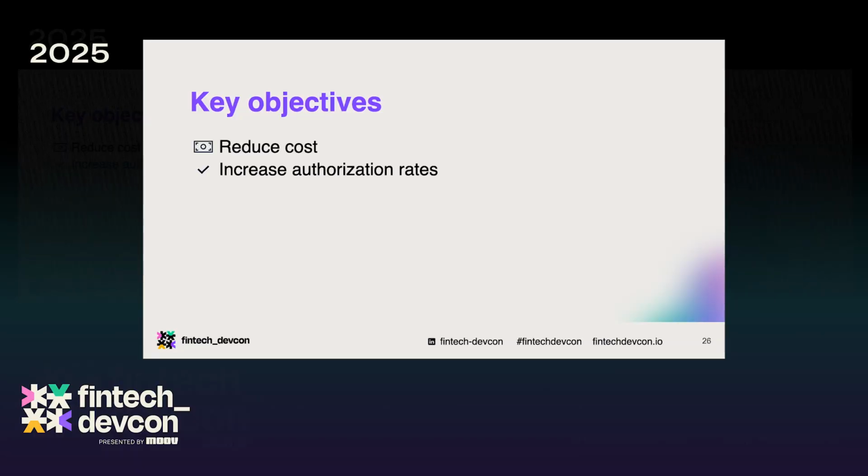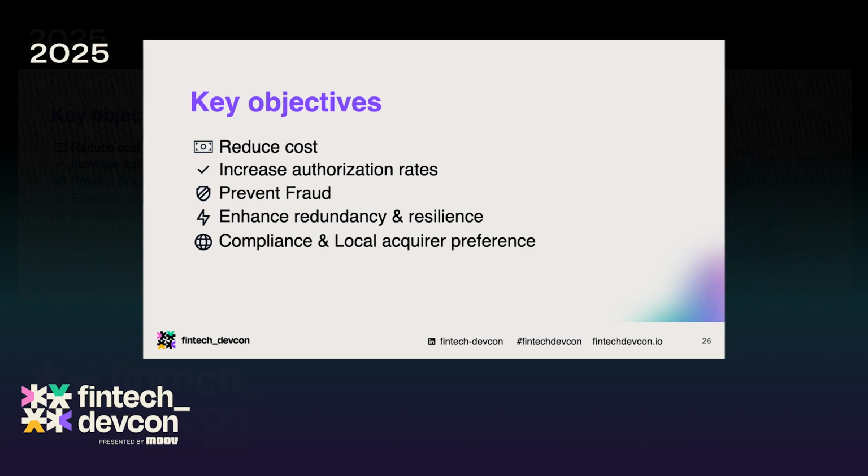So with that, I want to establish the key objectives for payment routing optimization. We want to reduce cost, increase authorization rates, prevent fraud as much as possible, enhance redundancy and resilience so that we can always keep taking payments for our merchants and they never have to say, sorry, shopper, but we couldn't take your payment. And we want to stick to compliance and our local acquirer preferences.